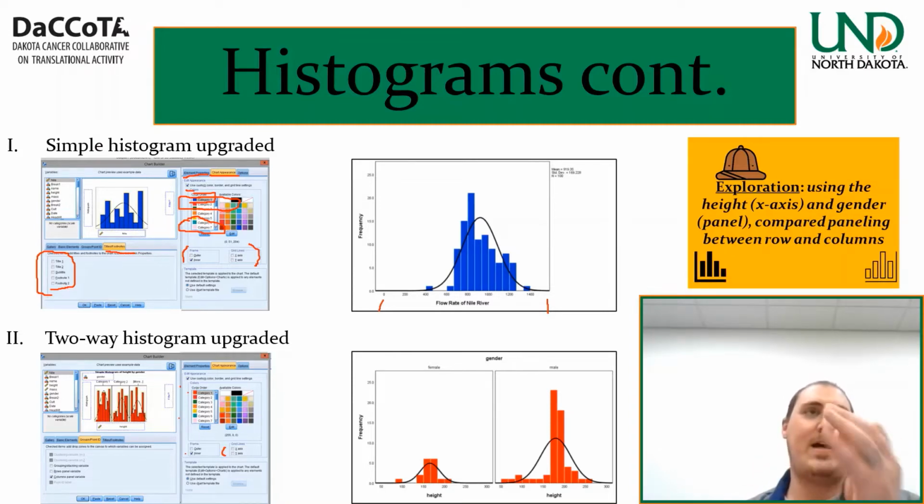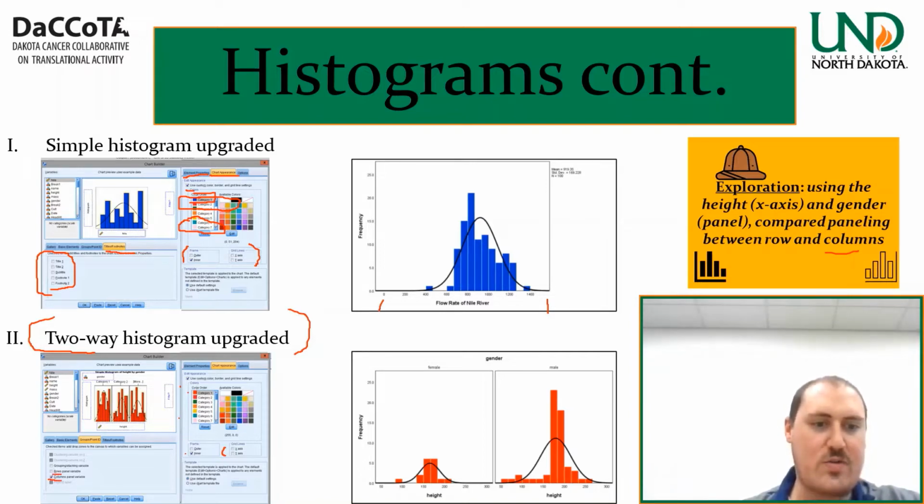Sorry, the height as an x-axis and gender as the panel axis. So this two-way histogram like we did. Try comparing it between rows and column paneling. So for this example here, we use column, but try row and see what the difference looks like. See which one looks better, which one you would prefer. That is your exploration.